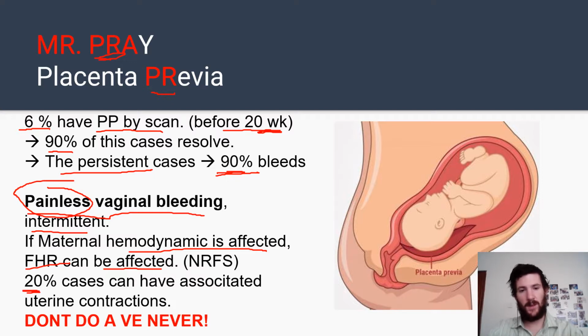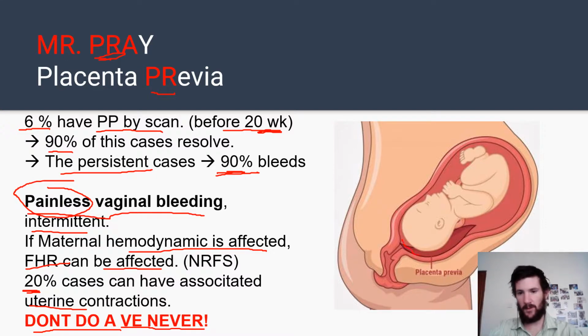In 20% of the cases there can be associated uterine contractions. So the clinical presentation definition, that is without pain, without contractions and everything, is not so true, because it can happen in 20% of the cases with uterine contractions. So we need to rule out placenta previa first before doing a VE. So the important message here: never do a VE.